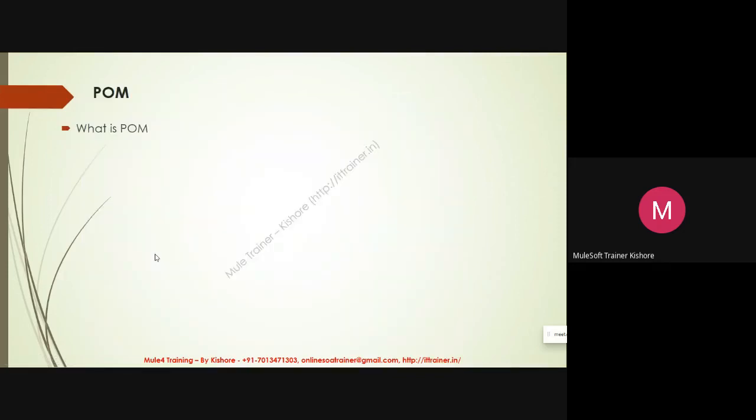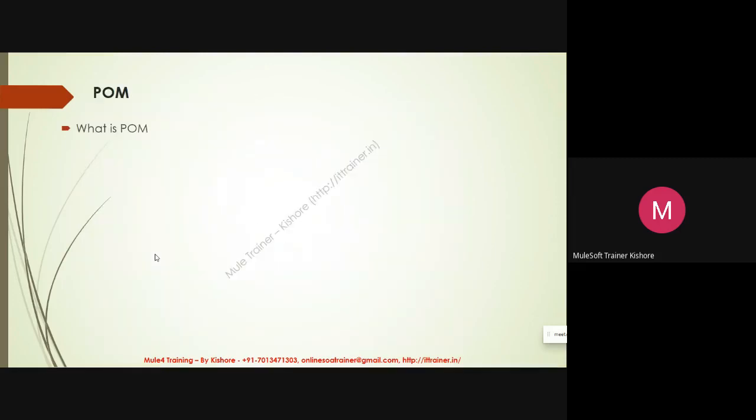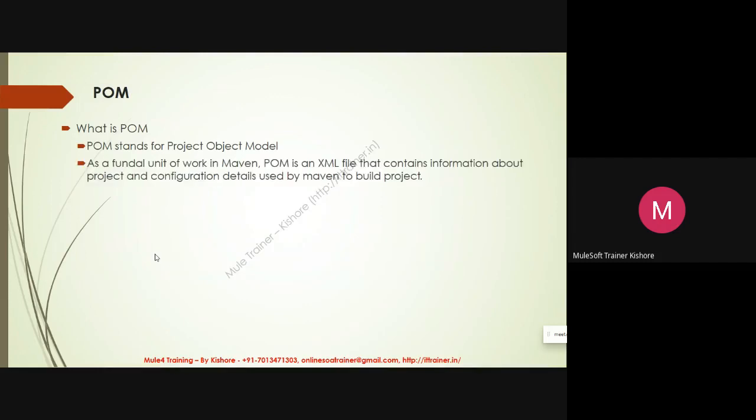So, we have discussed pom.xml in your project. What is this pom.xml? POM stands for Project Object Model. It's a fundamental unit of work in Maven. POM is an XML file that contains information about your project and the configuration details to build it. It describes the project name and version.